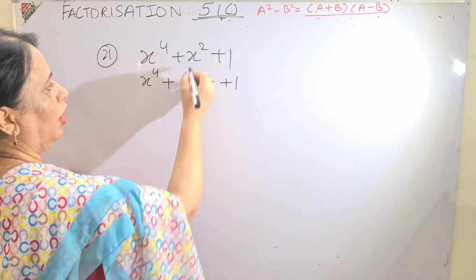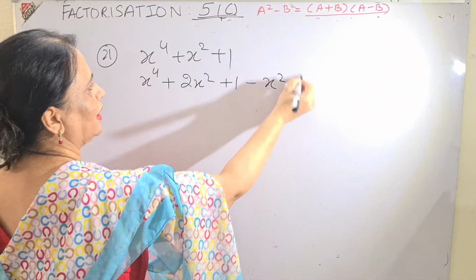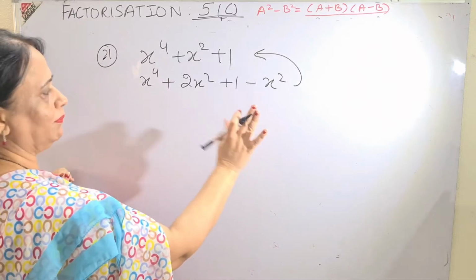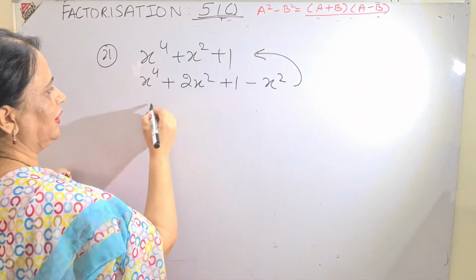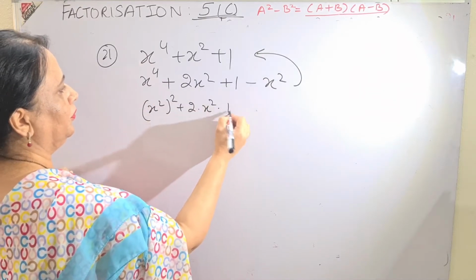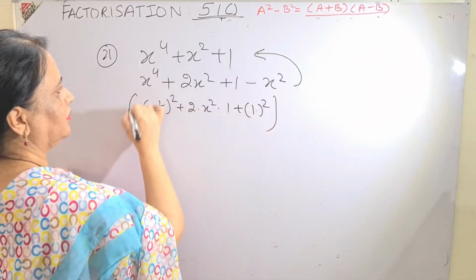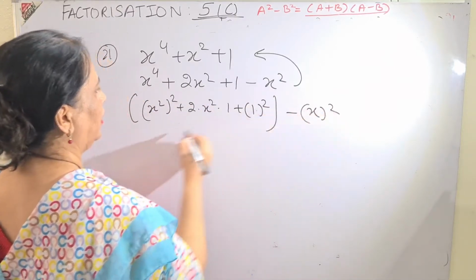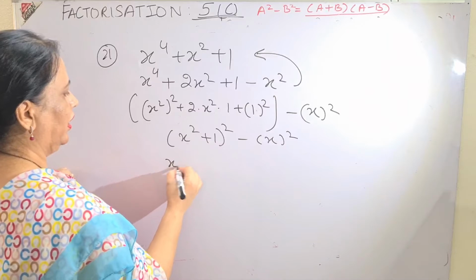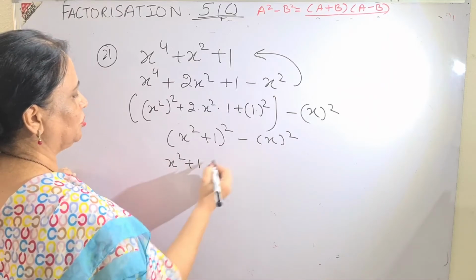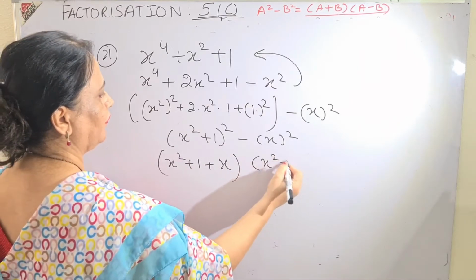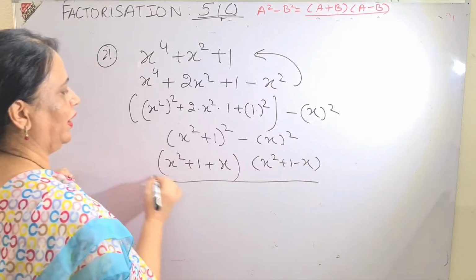So what I will do, how much I add, I will subtract here. So ultimately my statement is not changing. When you solve this, I'll get the same thing. My statement is not changing, but to get the form, I have done this. Now see, a square plus 2 into a into b plus b square. This is x square plus 1 whole square minus x whole square. Or you can write it like this, x square plus 1 whole square minus x square, or a square minus b square. A square minus b square is a plus b times a minus b.